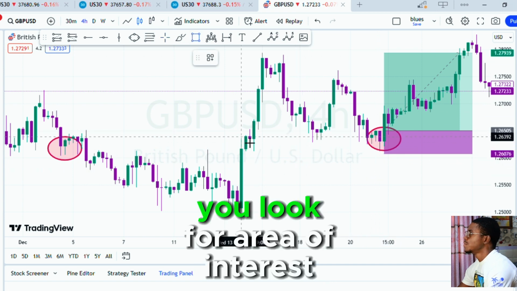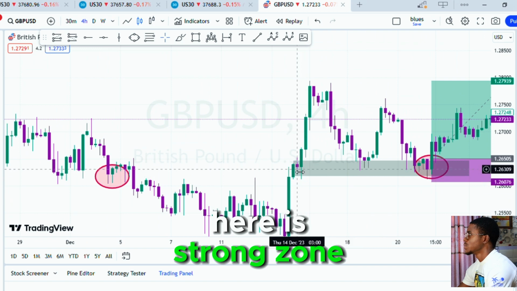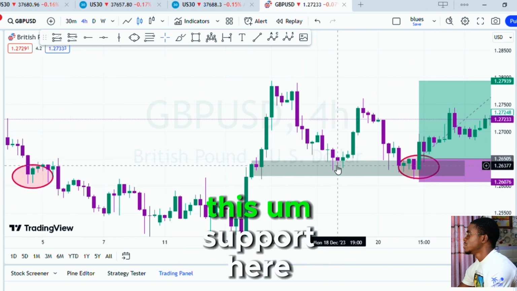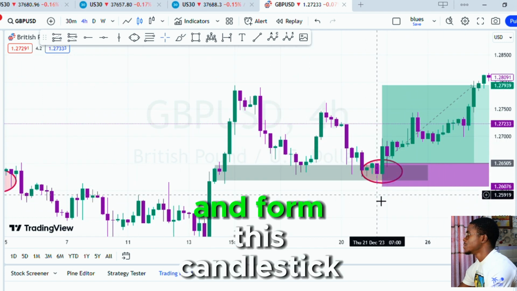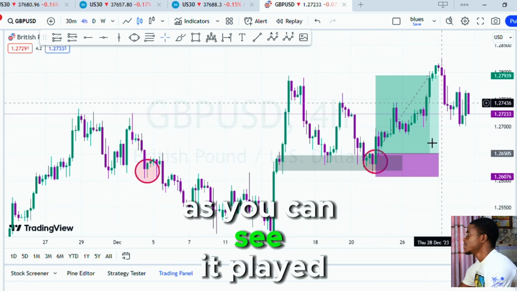candle. You look for area of interest. Here is a strong zone, this other block here, this support here. You traded back to the same zone and formed this candlestick. You just enter the trade. As you can see, it played out well.